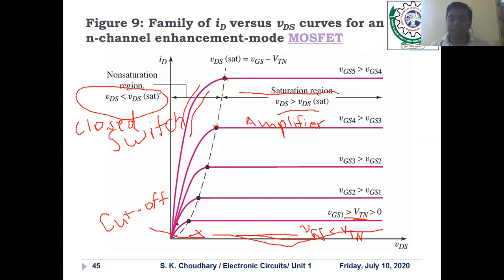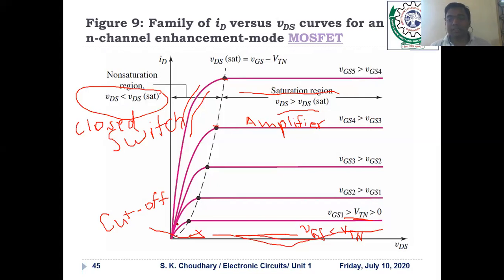So these are the three regions of operation of the MOSFET. In the cutoff region, where ID is 0 and VGS is less than the threshold, the MOSFET acts as an open switch, which means it does not allow the flow of any current. Second is the non-saturation region, where VGS is greater than VTN and VDS is less than VDS sat, where the MOSFET acts as a closed switch.